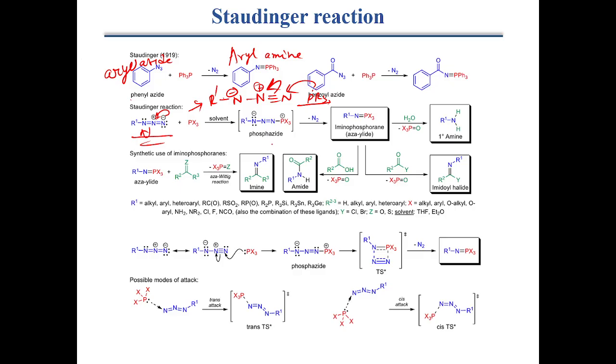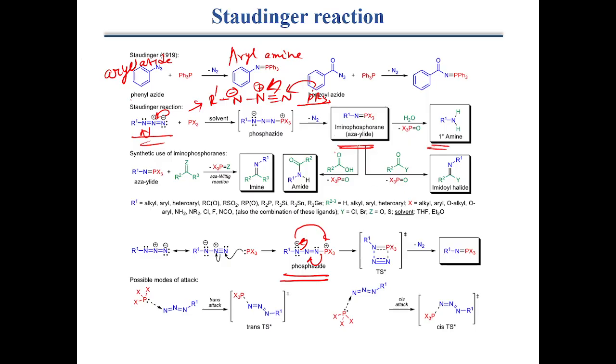So giving this intermediate. Now in this intermediate, this N minus undergoes a reaction with this phosphine center, and after elimination of nitrogen, we are getting this iminophosphorane, or aza-ylide. This aza-ylide in the presence of water gives this primary amine.